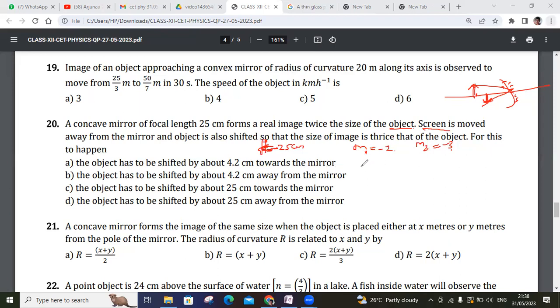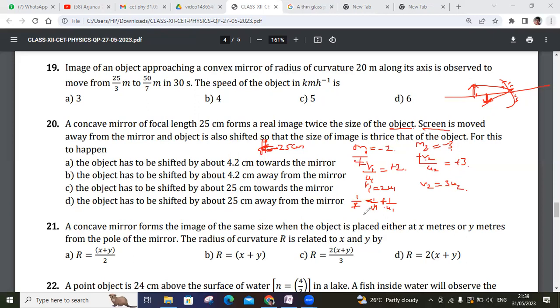Suppose v1 and u1, if you consider for the mirror, m is equal to minus v by u. So this will be minus v1 by u1, which is minus 2. And for here, it will be minus 3, minus v by u. So the minus signs cancel, and v1 will be 2u1 and v2 will be 3u2. So if you apply the mirror formula, 1 by f is equal to 1 by v1 plus 1 by u1.